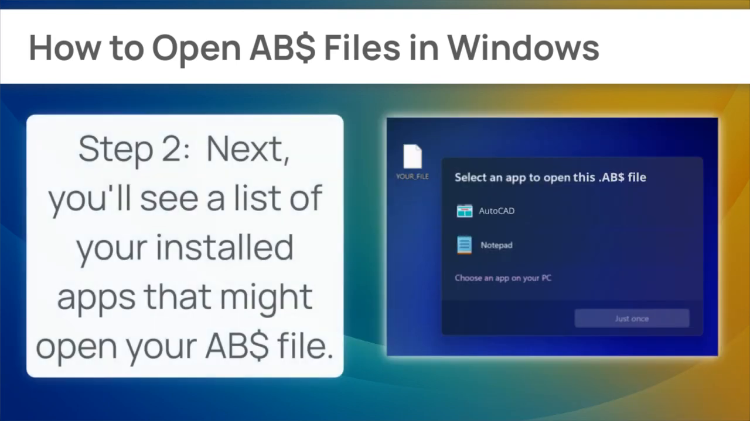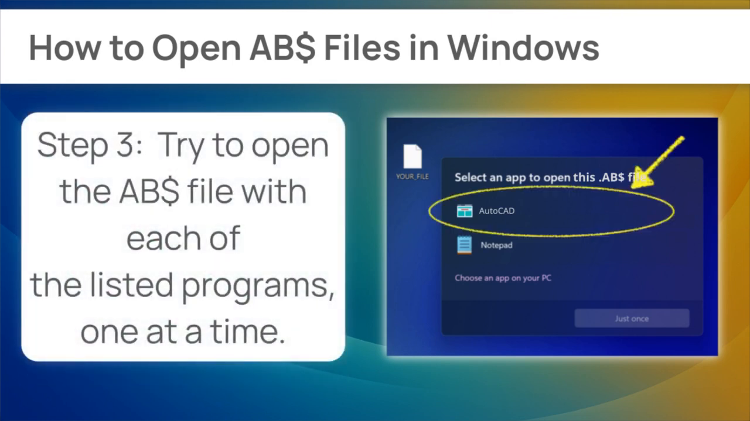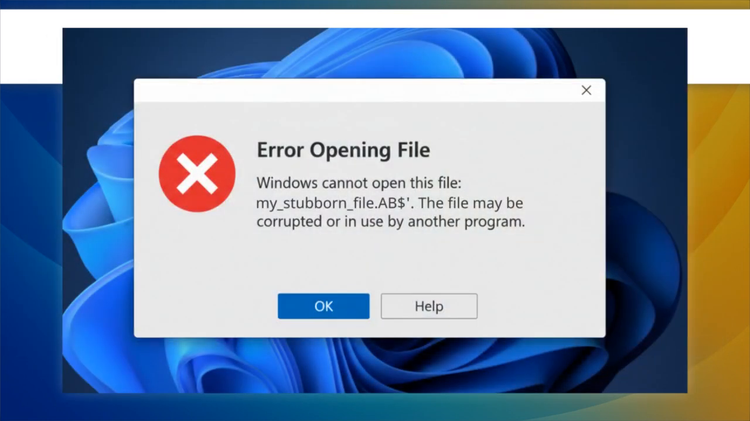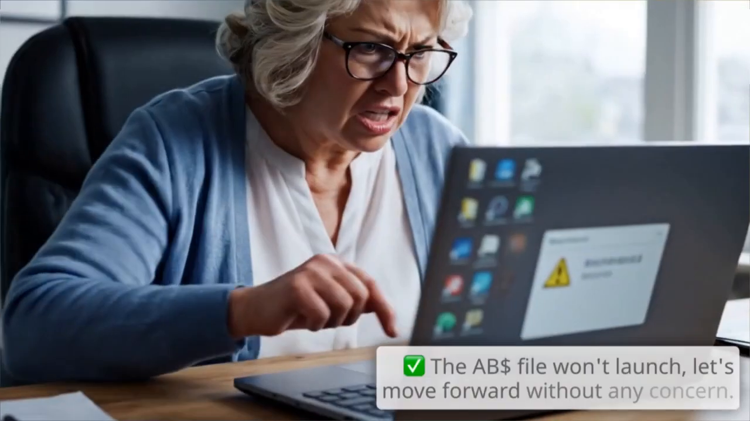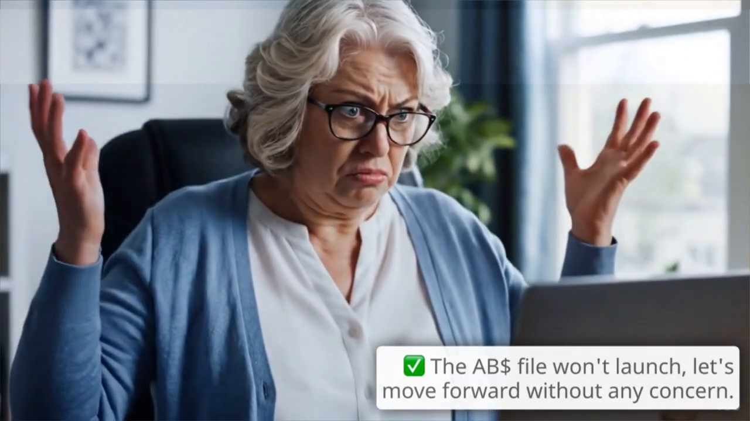Right-click the AB$ file and choose Open With. Use AutoCAD first. If it's absent, select another program. This test sequence is essential. If your AB$ file isn't cooperating, don't worry. Let's now transition to these 3 highly effective troubleshooting steps to conquer the AB$ problem.